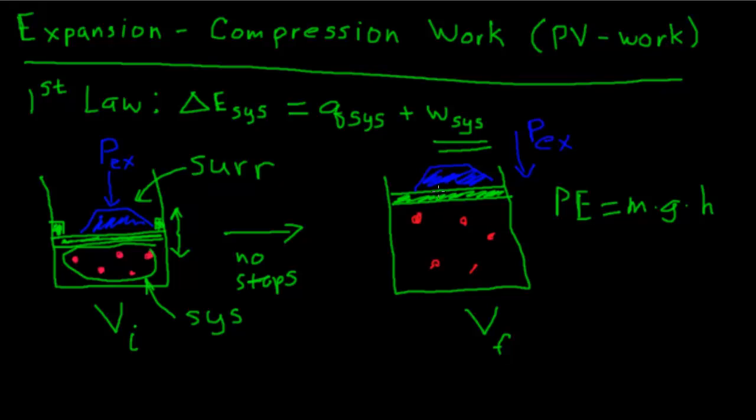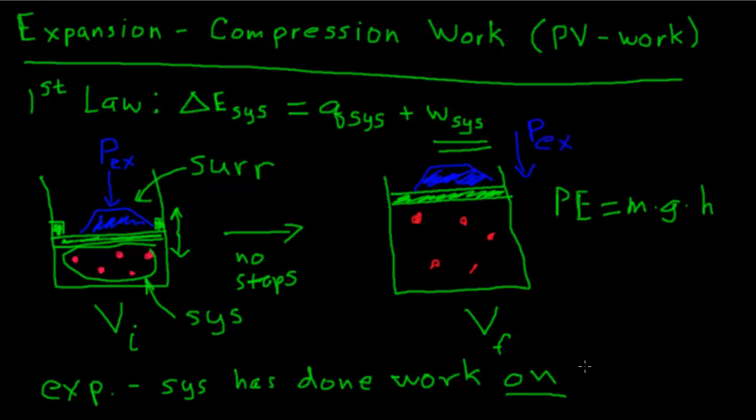Where did that energy come from? Well, it must have come from the system. So what we say in this particular example for an expansion, so I'll just abbreviate that EXP, is that the system has done work on the surroundings. So I'm going to underline on. All right, so the system has done work on the surroundings.